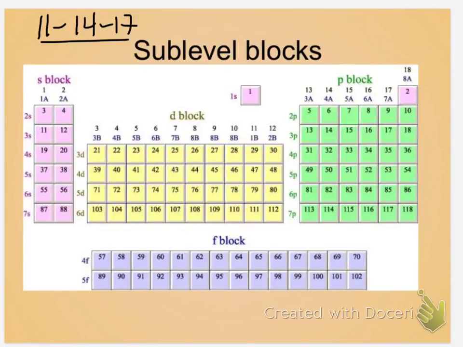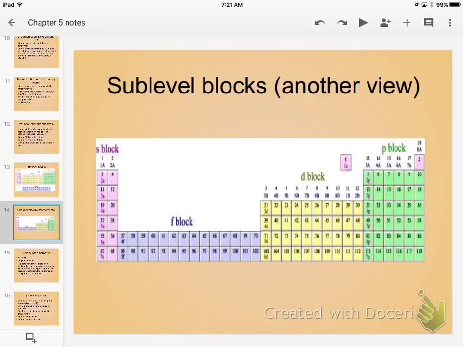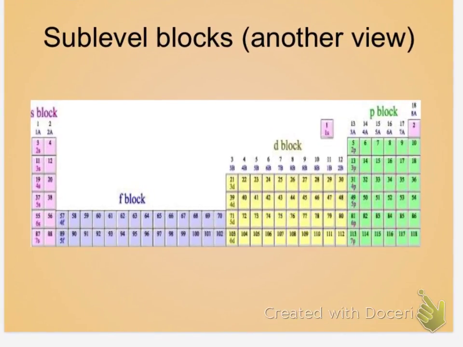The sublevel blocks that you just colored: we've got the S block, the P block, the D block, the F block, and we tend to refer to them by those block designations a lot. It's useful for a couple reasons. And of course, here's the long view. Once you have seen it, you can't unsee it. It's a wonderful thing.